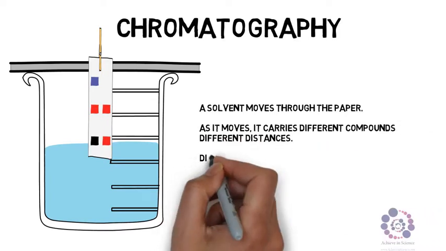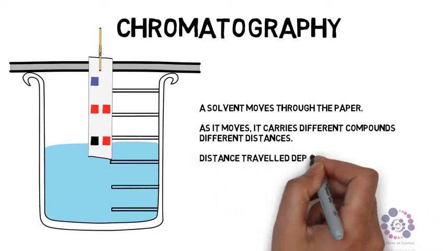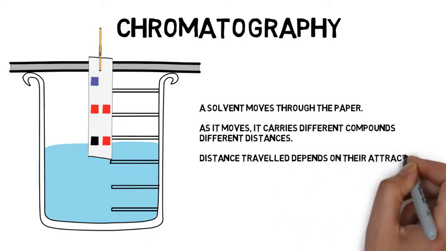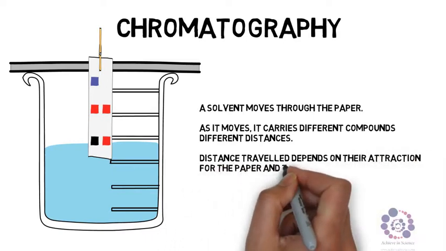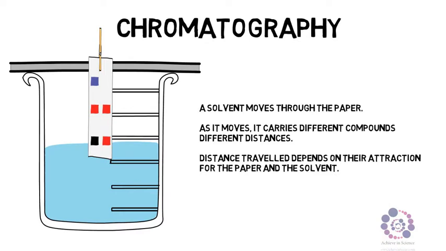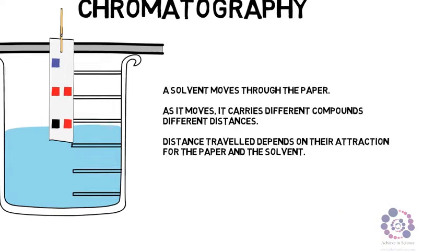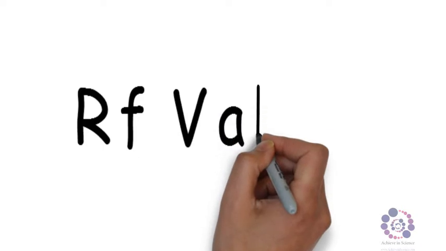Well, first of all, a solvent moves through the paper, and as it moves, the different compounds travel different distances. The distances travelled depend on the attraction for the paper and the solvent. From this, we can calculate the RF value.